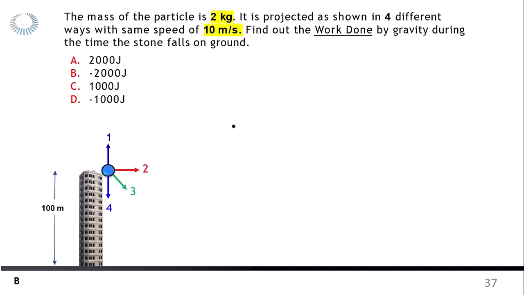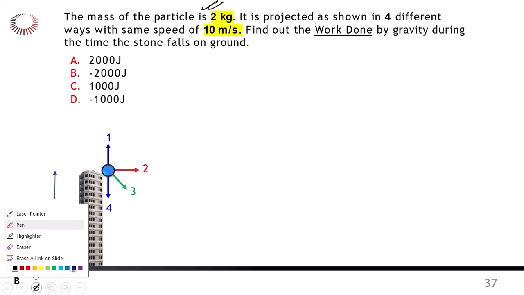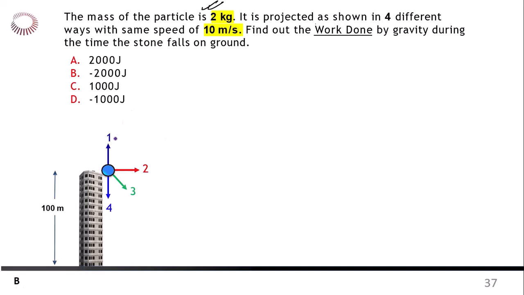So let us solve this problem. A particle of mass, let us say given as 2 kg, is projected as shown in 4 different ways. Either it is projected upward or downward or sideways or at any angle. In all the situations, the particle speed is u. Here also projected u, here also u, here also u, here also u. Find out the work done by gravity during the time the stone falls on the ground.